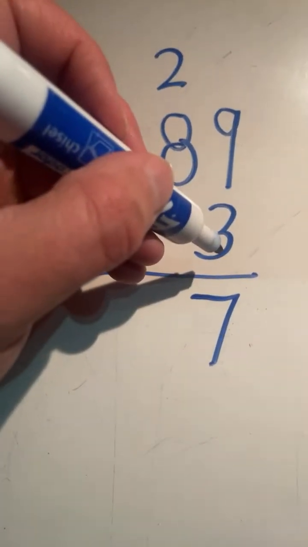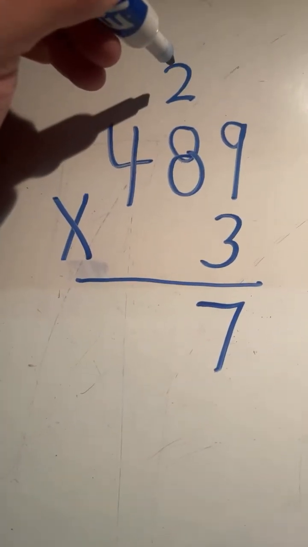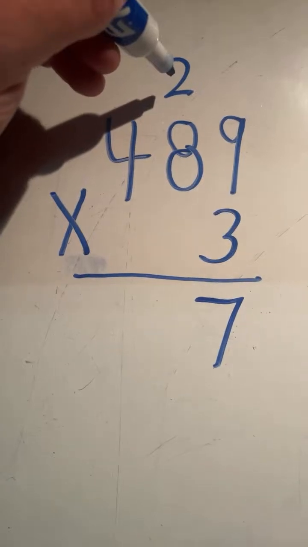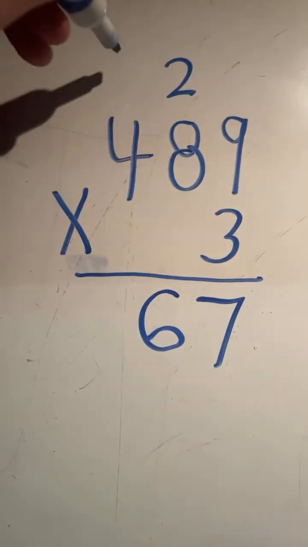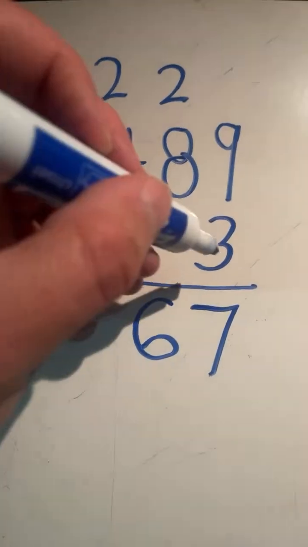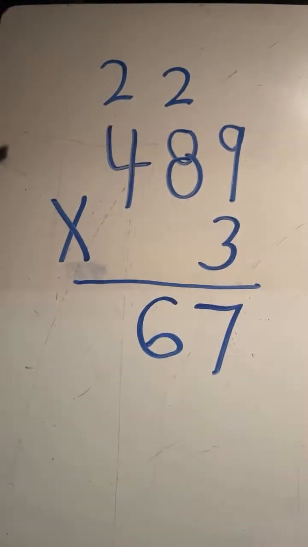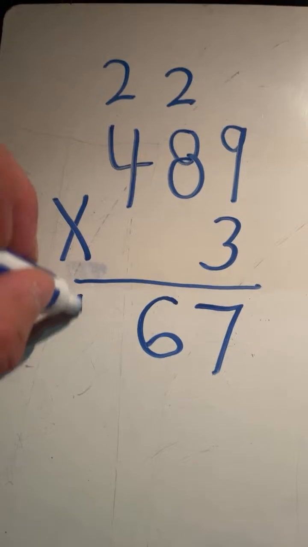8 times 3 equals 24. We have to add the 2 that we carried over to our answer. 24 plus 2 equals 26. So now the 6 in 26 goes in the tens place. The 2 gets carried over to the hundreds place. 4 times 3 equals 12. We have to add the 2 to our product, and that 12 becomes 14.